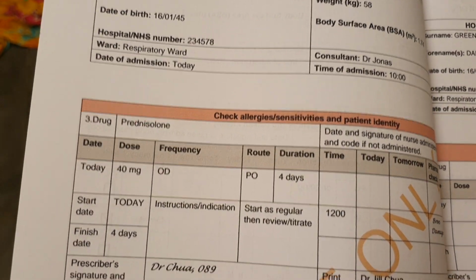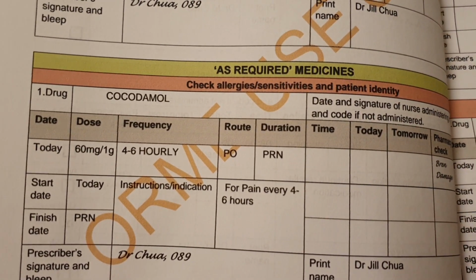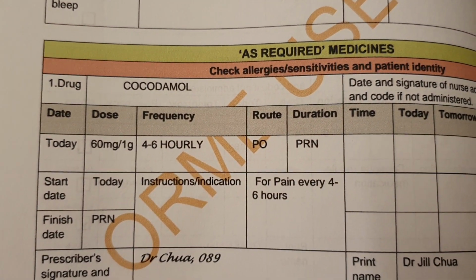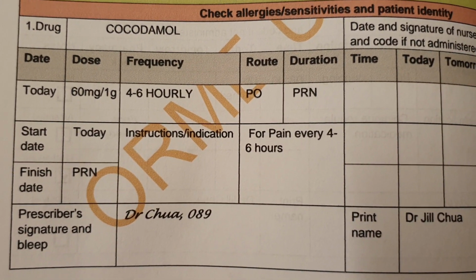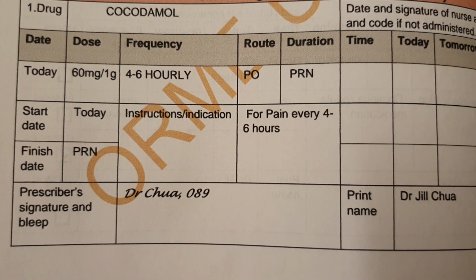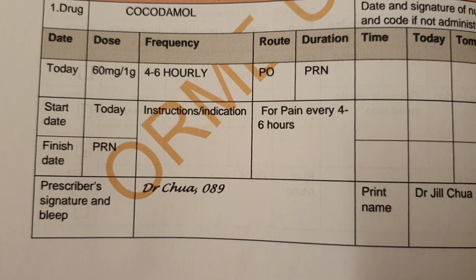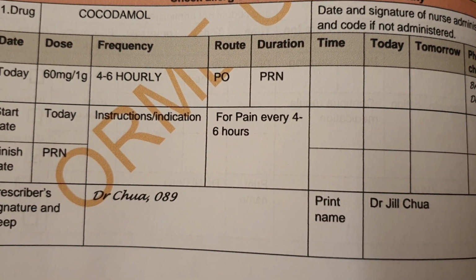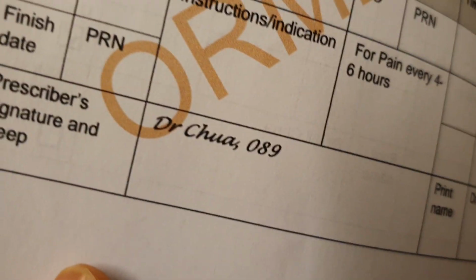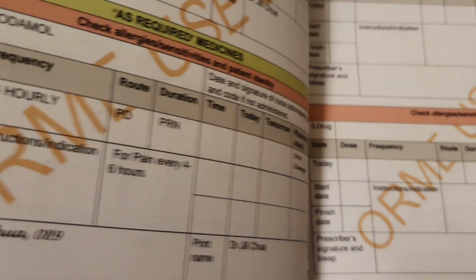Now, when you're ready to give the medication, guys, wait a minute. Let me just check. So also verbalize the back, PRN. The PRN is right at the back. There is a PRN medication here, guys. It says co-codamol 60 milligram per 1 gram, 4 to 6 hourly per rm, duration PRN, start date today, finish date PRN, doctor signature, bleep number present, for pain every 4 to 6 hours. And then you should be asking the patient if they are in pain or uncomfortable.